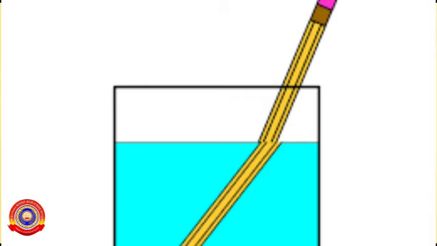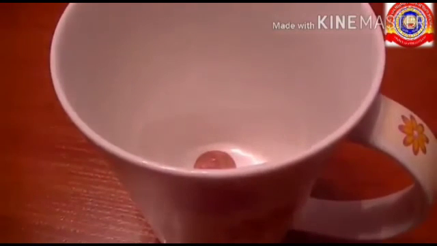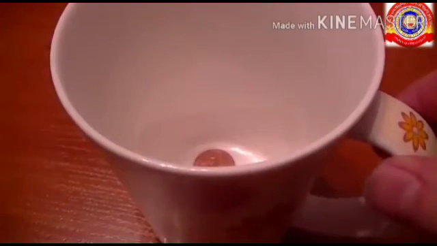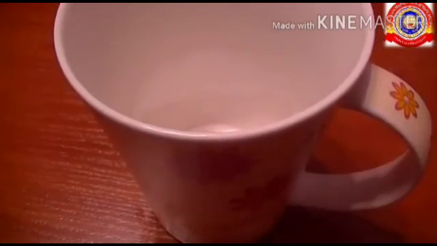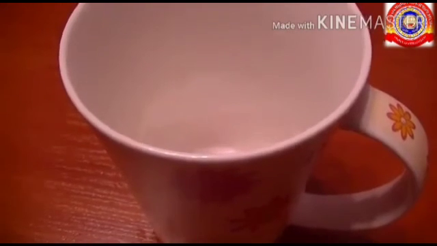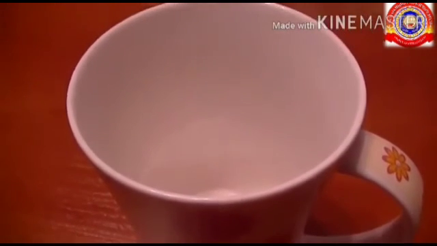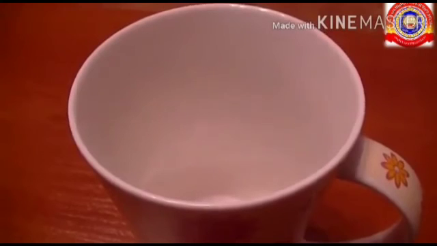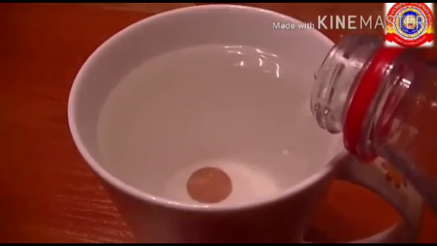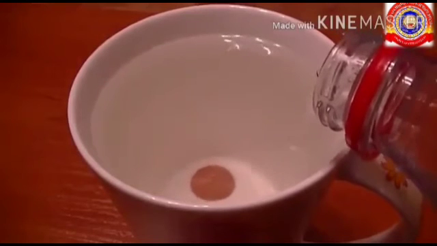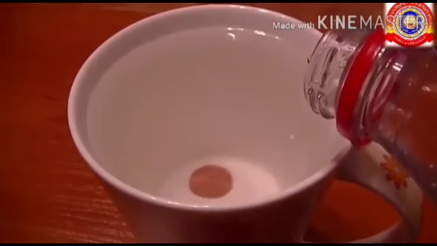Let's look at another example. Place a coin on a glass or a plate on a table and walk backwards looking at the coin. Stop at the position where the coin disappears from sight. Then pour water in small quantities into the glass. At that time, you can see the coin again.